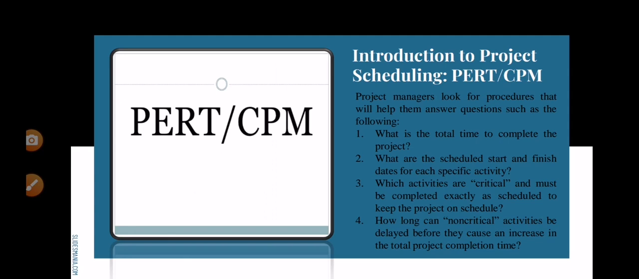Because projects may have as many as several thousand activities, project managers look for procedures that will help them answer questions such as the following. Number 1, what is the total time to complete the project? Number 2, what are the scheduled start and finish dates for each specific activity? Number 3, which activities are critical and must be completed exactly as scheduled to keep the project on schedule? Number 4, how long can noncritical activities be delayed before they cause an increase in the total project completion time? In PERT and CPM, those questions can be answered.